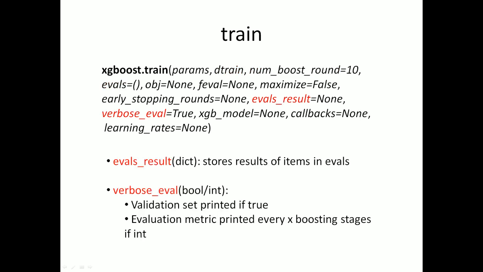To pair with evals, evals-result stores the result from the previously passed items in a dictionary that can be accessed from the booster, allowing the user to access the data. The final piece of the eval section is verbose-eval, which provides immediate feedback on the values of eval during the construction of the booster, if set to true. It can also be further tuned to print every X number of stages, giving further feedback.